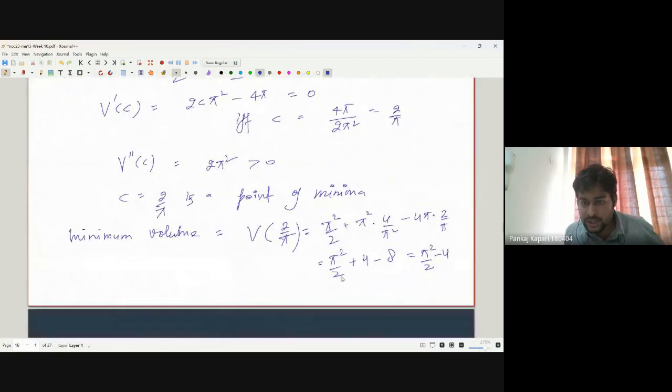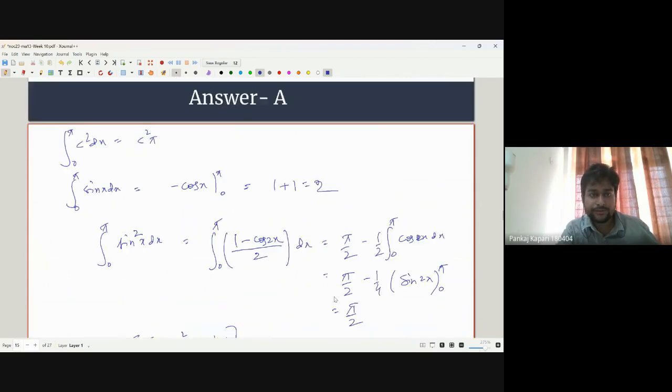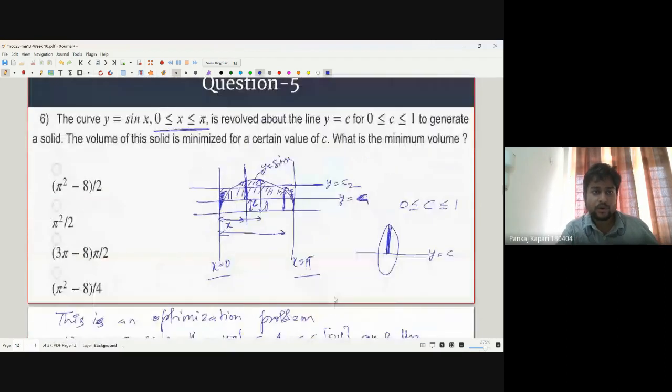I think let's write it like this. Take half common. You have pi square minus 8 outside half. Okay, so yes, the first option is correct here.